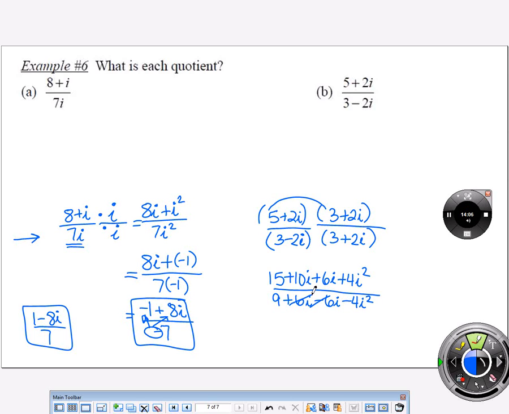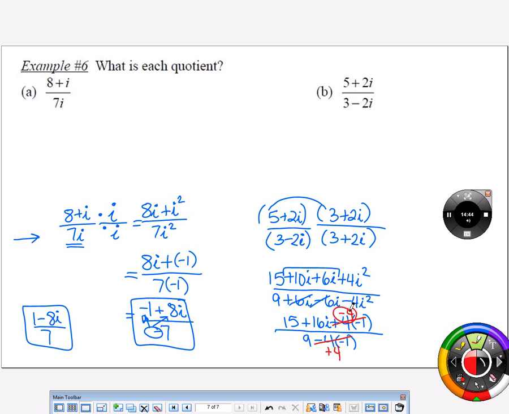And then in the numerator, that doesn't happen, and I'm going to make sure all of my i squareds get replaced with negative 1. So this is 15 plus 16i when I combine these two like terms, plus 4i squared. But i squared means that 4 is getting multiplied by negative 1. Then in the denominator, I have 9 minus 4 times i squared, but again, that's a negative 1. So right here, negative 4 times negative 1 is like I have plus 4.